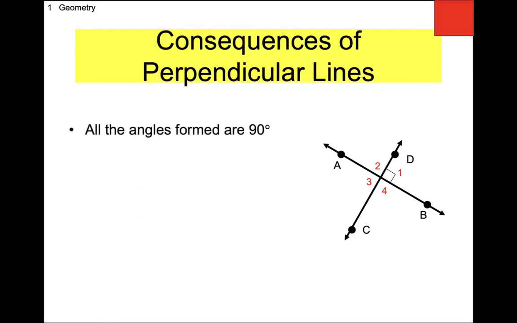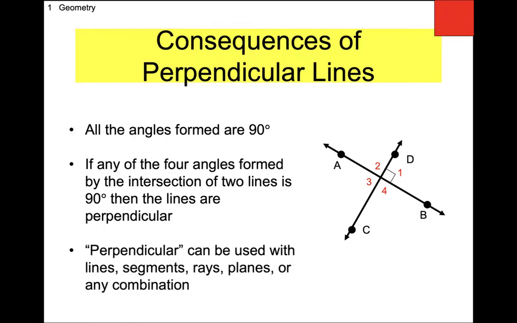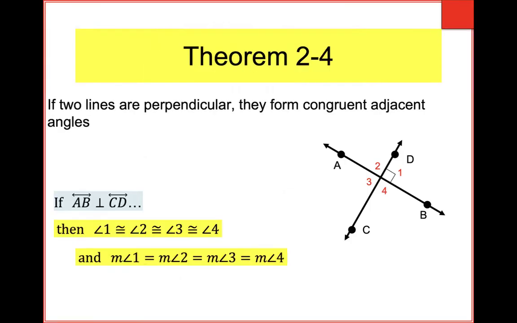All right, so if we think about all the consequences of being perpendicular lines, let's see. Consequence number one, the angles form 90 degrees. If any one of the four angles in that particular shape right there, that X, is 90, well, then they're all 90. And then lastly, the term perpendicular can be used with line segments, rays, planes, or any combination. A plane could be perpendicular to a line, or a ray can be perpendicular to a segment, and so forth and so on. Cool? All right. So that was theorem 2.4.